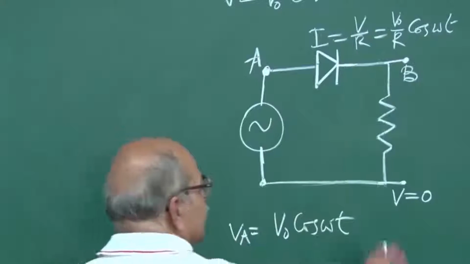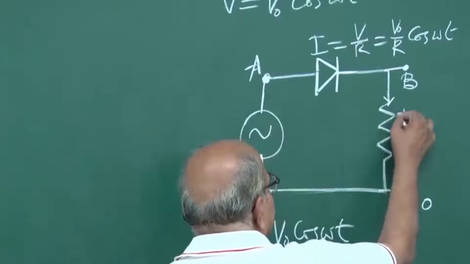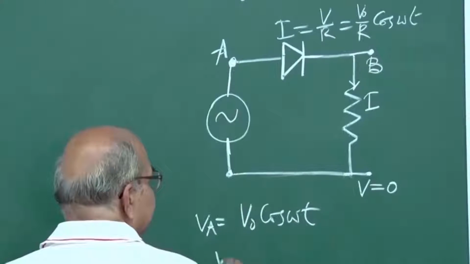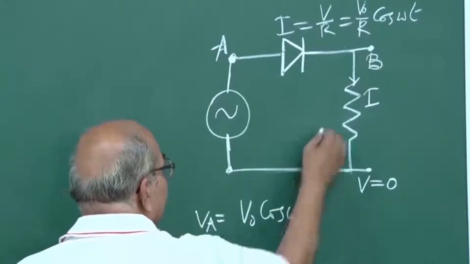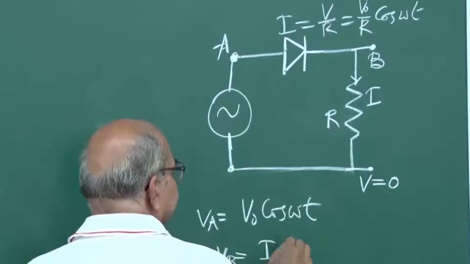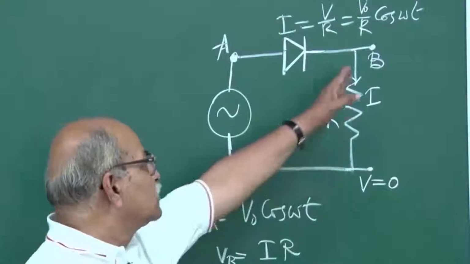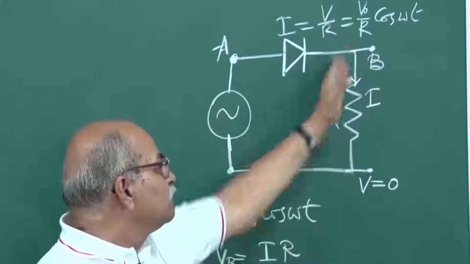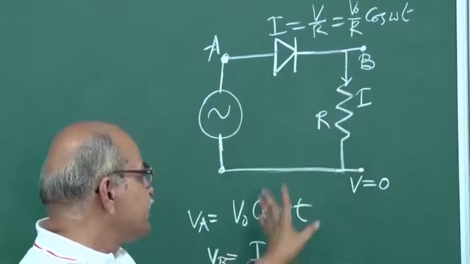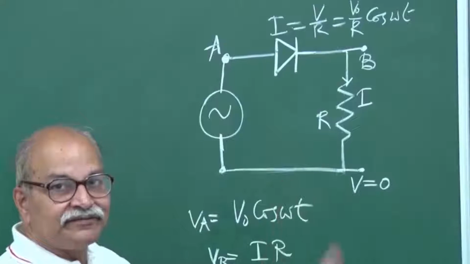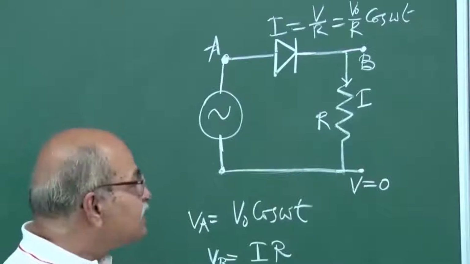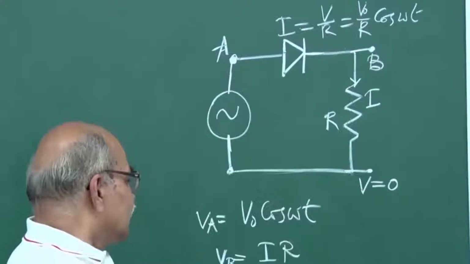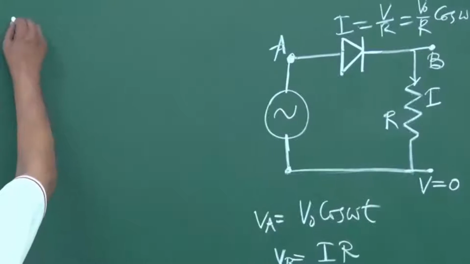If there is a current I in this direction, then VB will be equal to I times R, right? Ohm's law between this point and this point. If the current is I, VB minus 0 will be just I into R. So what is I? For that we have to use the property of this diode.